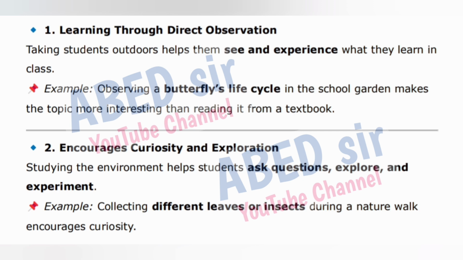1. Learning through direct observation. Taking students outdoors helps them see and experience what they learn in class. Example: observing a butterfly's life cycle in the school garden makes the topic more interesting than reading it from a textbook. 2. Encourages curiosity and exploration. Studying the environment helps students ask questions, explore, and experiment. Example: collecting different leaves or insects during a nature walk encourages curiosity.